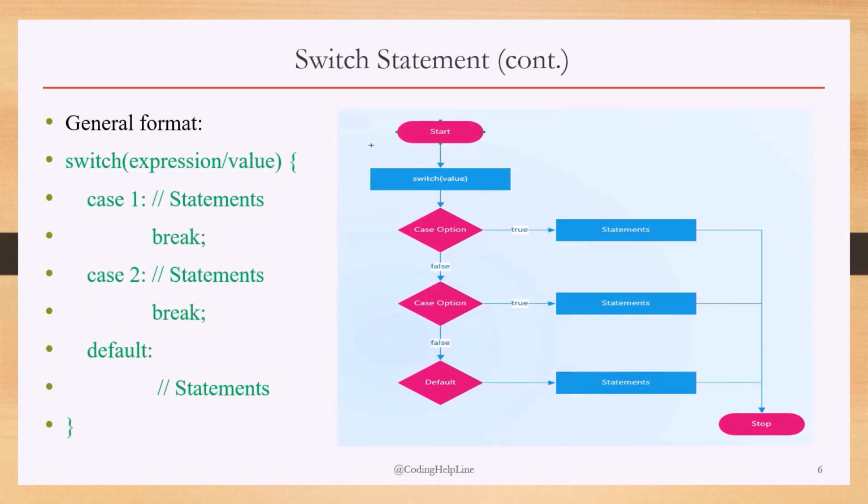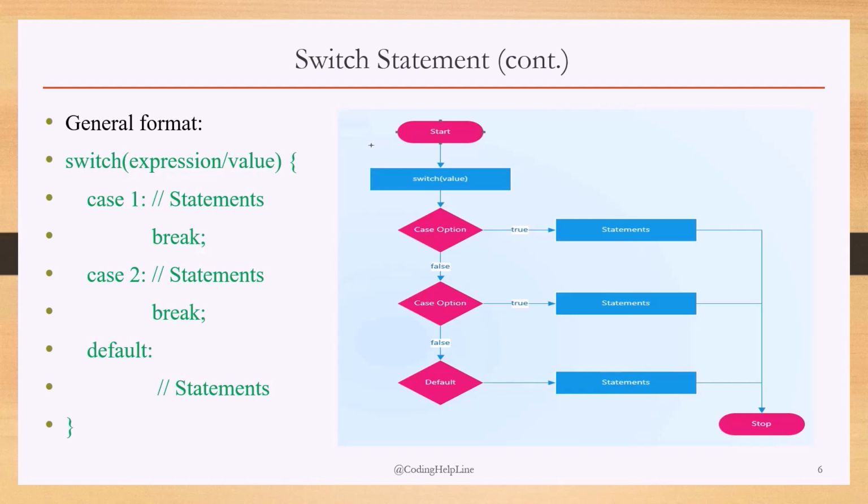So this is the general format, and this is the flow chart. It starts with the switch keyword, and inside the parentheses we enter a value or some expression that evaluates to some constant value, and that value is matched against the cases. If it matches case 1, its block will be executed. The break statement will exit the switch statement and stop execution of the next blocks. Same way, if this expression or value matches case 2, this block will execute.